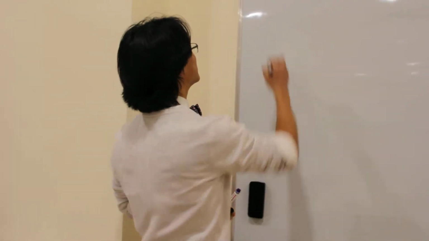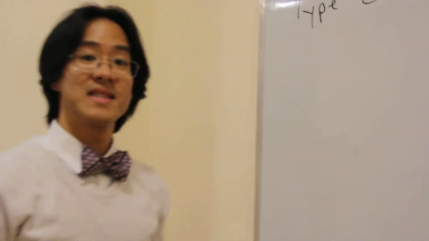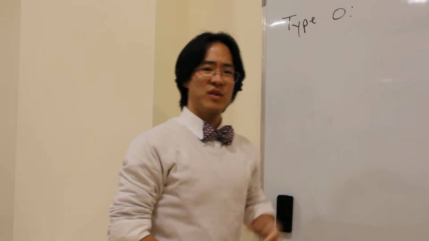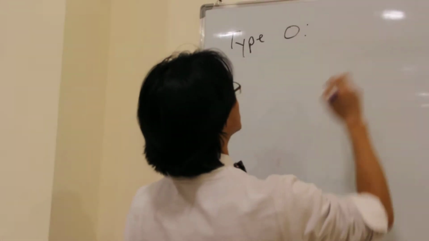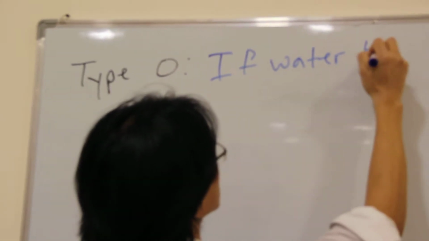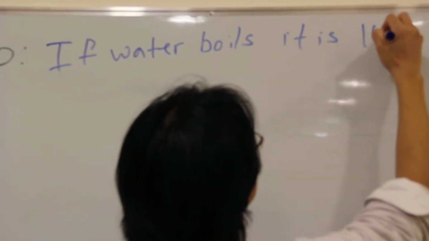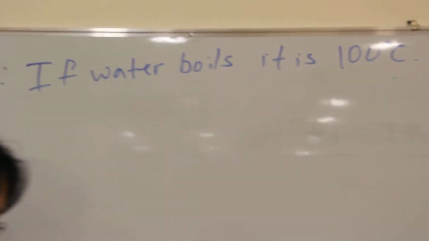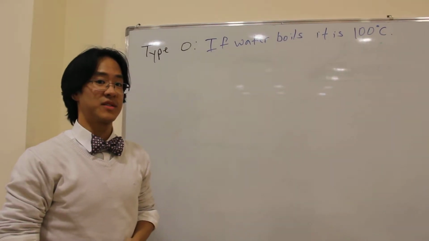So, the first one. The first one is type 0. Now, do any of you know what type 0 is? For type 0, this is what happens. In this example sentence of a type 0 conditional: if water boils, it is 100 degrees Celsius.